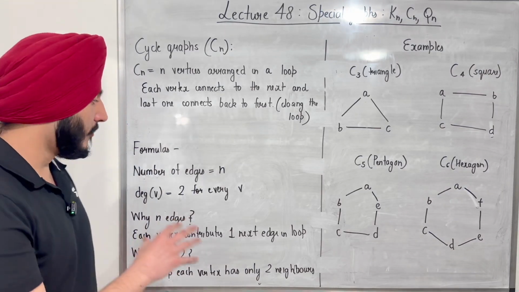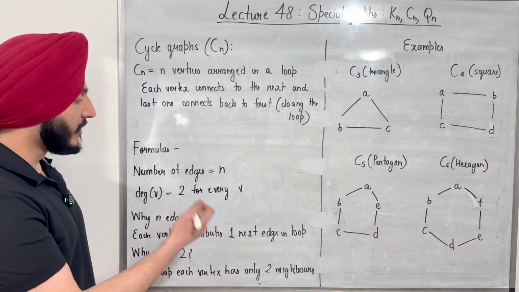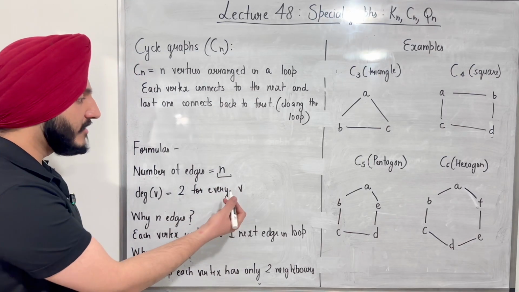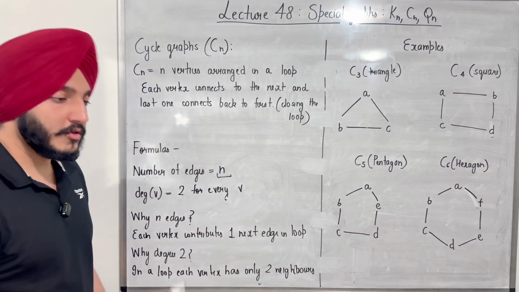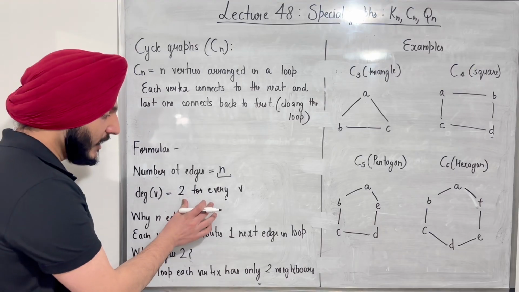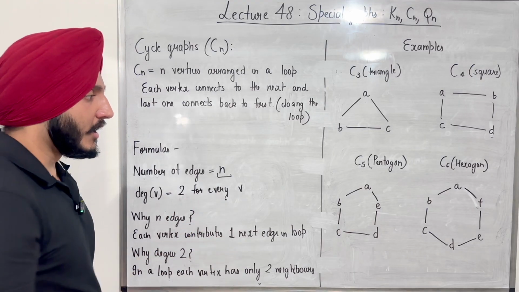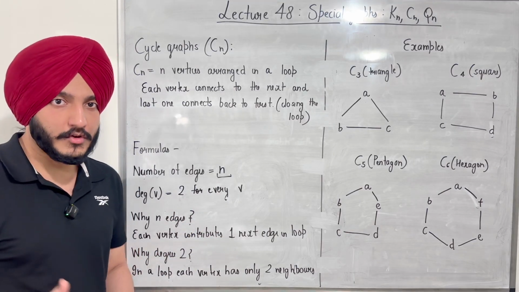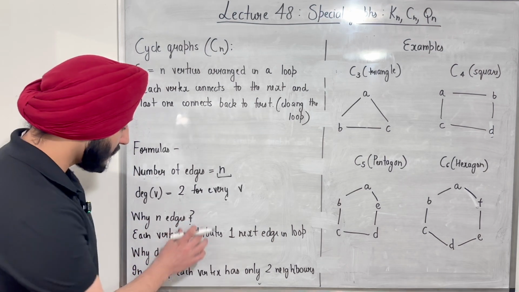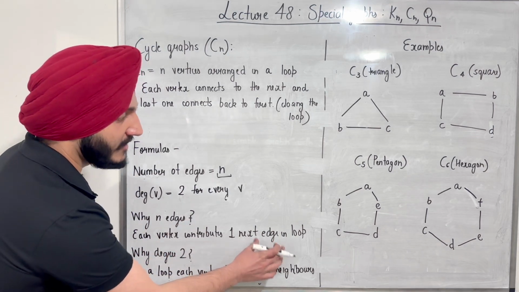Let's take a look at the formulas now. In a cycle graph, the number of edges is equal to n, which is basically the number of vertices. So the number of edges is equal to the number of vertices. And the degree is 2 for every vertex. Now, why is this happening? Once again, let me quickly explain these formulas. Why n edges? Each vertex contributes one next edge in the loop.